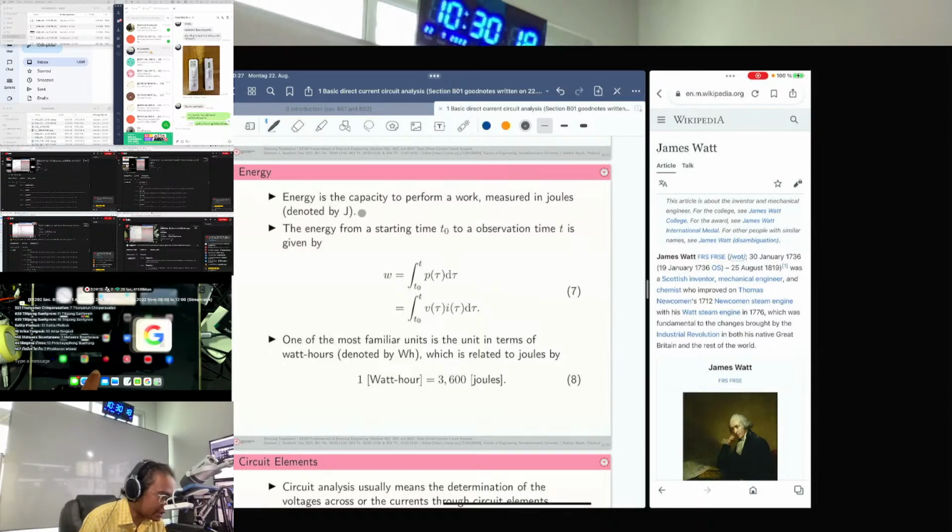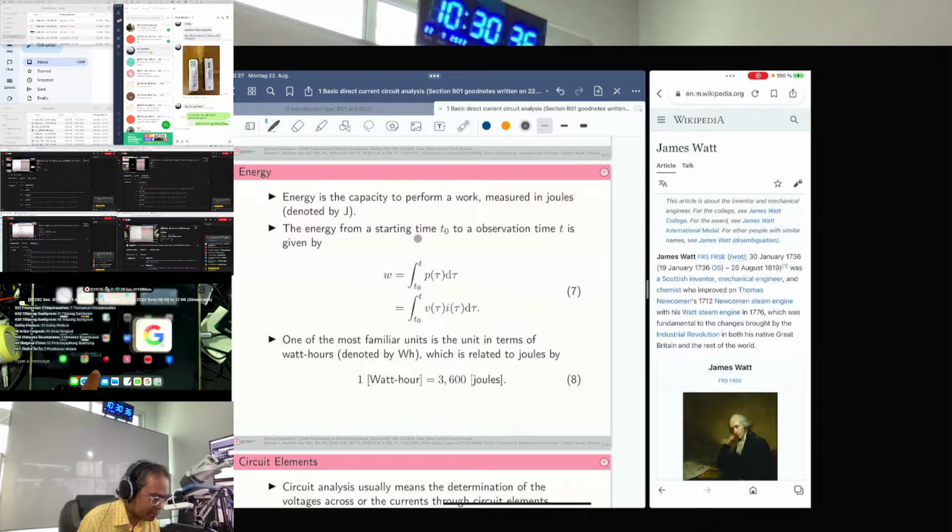So the energy means the capacity to perform a work, like you want to run in the marathon competition. It means the ability for you to run very fast in the competition. So it's like capacity to perform a work. Energy has the unit of joules, right?